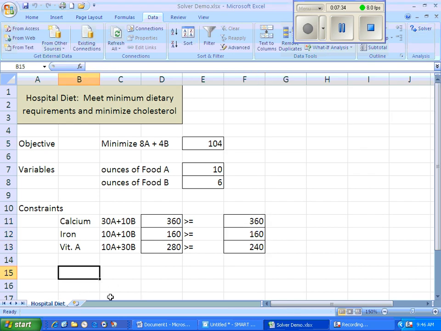So what we've decided here is that if we have 10 ounces of food A and 6 ounces of food B, I've met my calcium requirement, I've met my iron requirement, and I've exceeded my vitamin A requirements. I'm getting a little extra vitamin A, which is fine. We just need to meet the minimum, more is fine. And then what we've done is minimize the cholesterol at 104 units. So our conclusions here.